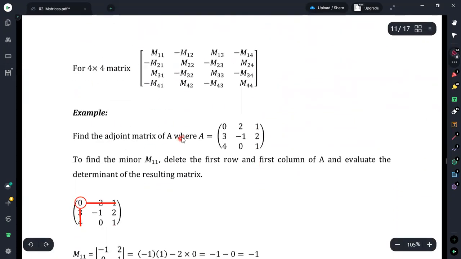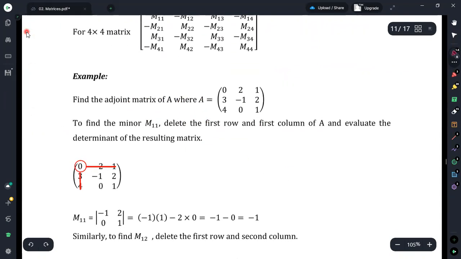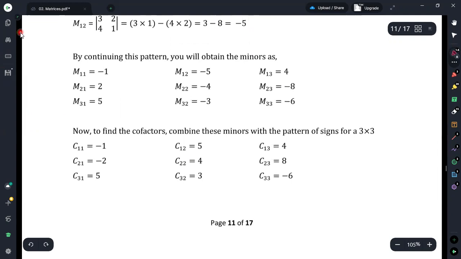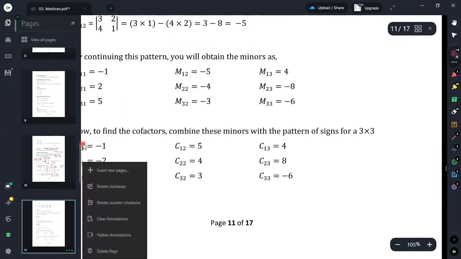Okay, now we will consider finding the value for an adjoint matrix. Here we are given a 3 by 3 matrix having the elements 0, 2, 1, 3, minus 1, 2, 4, 0 and 1. Now we will see how we can perform this calculation and obtain the adjoint matrix. Now I will show you how we can perform this calculation.